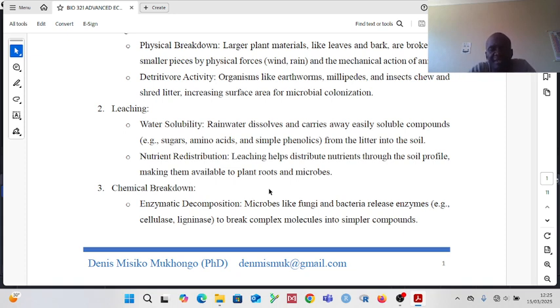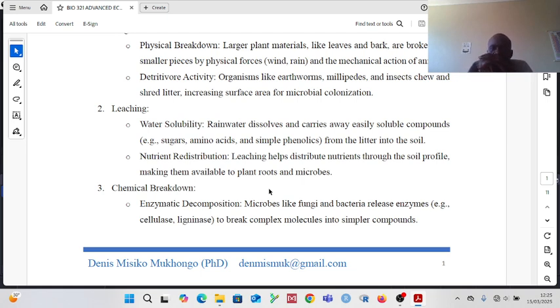Leaching occurs through water solubilization. Soluble compounds within this branch or dead parts that have been broken down into smaller particles are dissolved in water and they are carried away. Okay, so they are carried away from this litter into the soil. That's leaching, moving it from what is present in the litter into the soil.